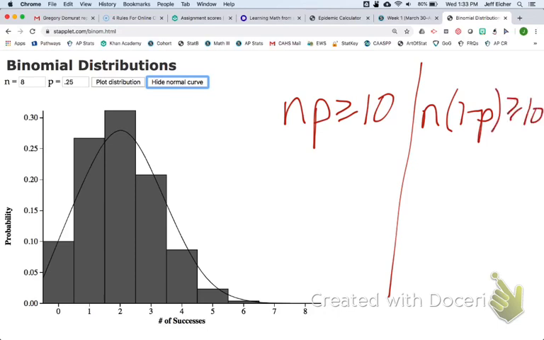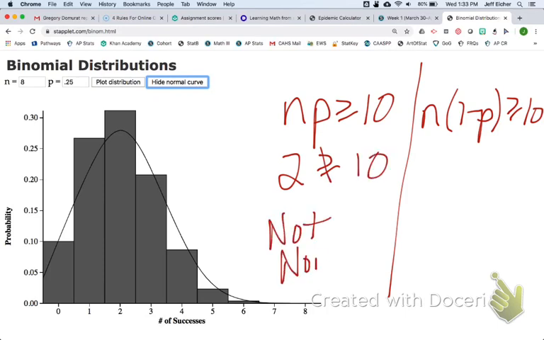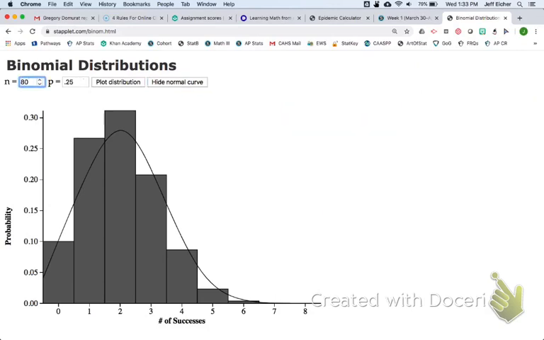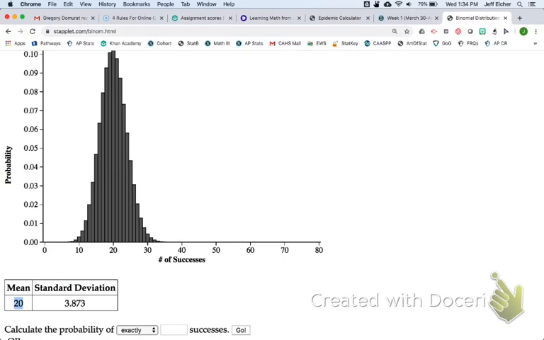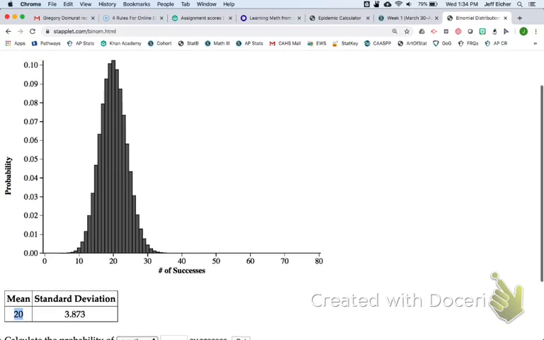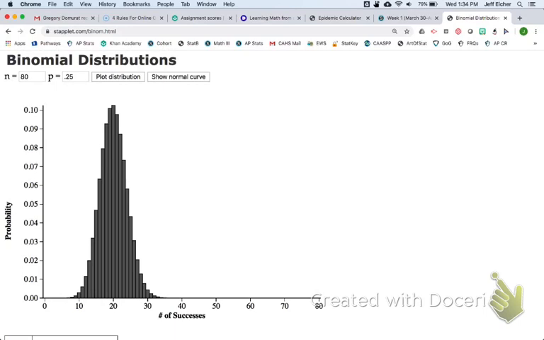So you could tell n times p is 2. That is not greater than or equal to 10, so this is not going to be good to use a normal distribution. And this one would be 8, and that's also not greater than 10. Now maybe if we had increased the sample size, say maybe 80, now we get a pretty nicely normal distribution, where our mean is 20, and that is greater than 10. 80 minus 20 is 60, and that is greater than 10. So there have been multiple choice questions about that type of topic. Identify the binomial distribution based on the graph and stuff like that.